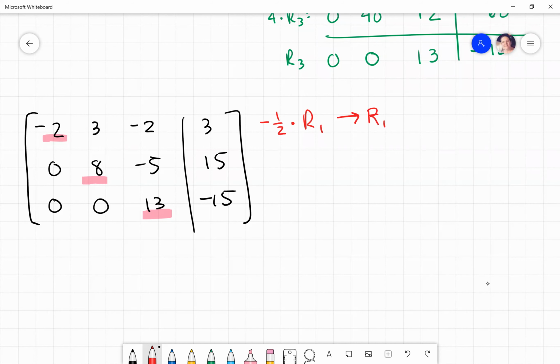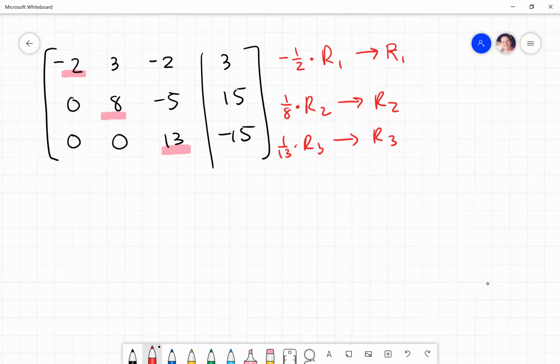I'm just going to write all 3 down right now. I'm going to multiply row 2 by 1/8, and that's going to give me a new row 2. And I'm going to multiply row 3 by 1/13, and that's going to give me a new row 3.